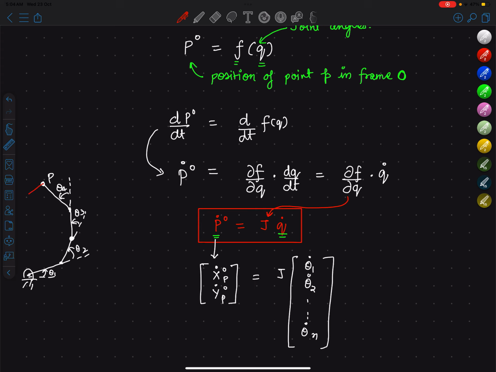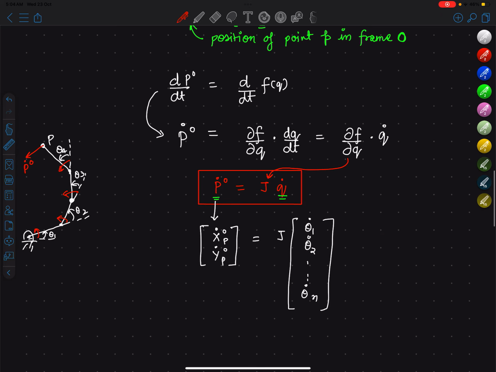That's what this relation is giving, P0 dot. If you know these velocities, you can use the Jacobian to find the velocity of the end effector point. So this is one of the applications. The velocity of point P0 is equal to J times q dot, and this is the Cartesian velocity.